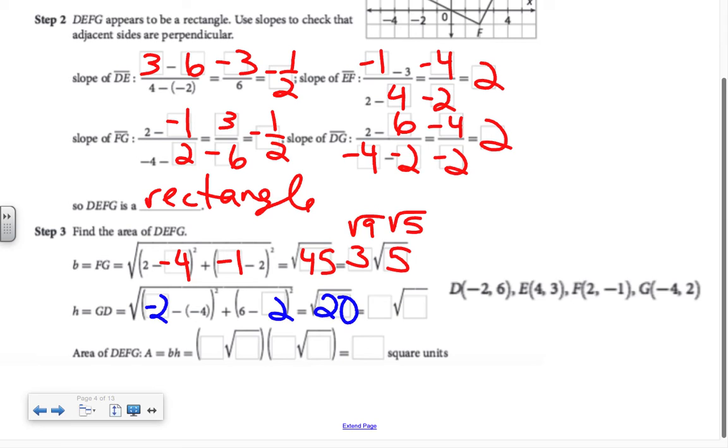That 20 is divisible by 4, which is a perfect square. And when I take the square root of that 4, I get 2, and I still have that radical 5.